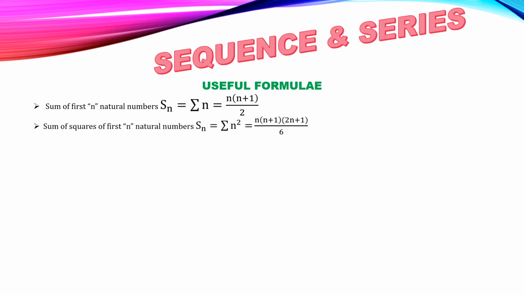And next one is sum of squares of first n natural numbers. Sn equals summation n square. That is 1 square plus 2 square plus 3 square plus and so on plus n square. That formula is n into n plus 1 into 2n plus 1 by 6.